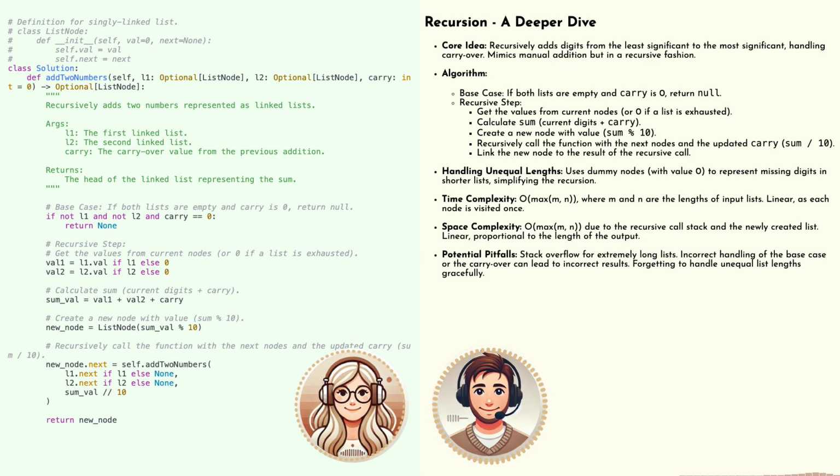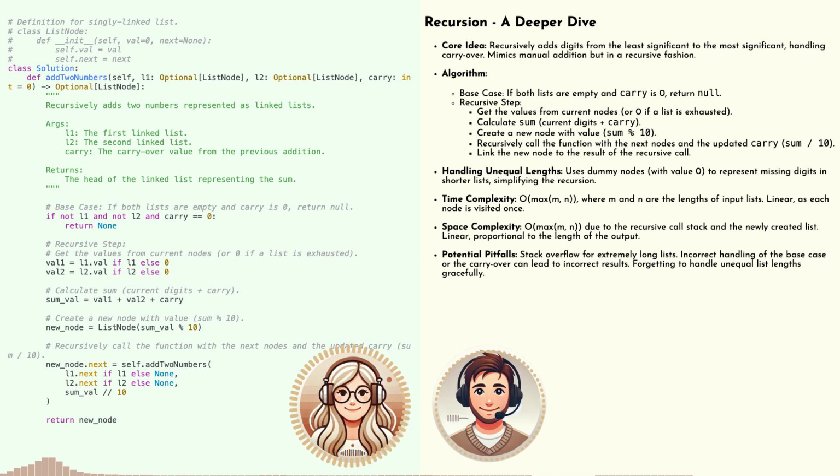Okay. So when both input nodes are null, meaning there are no more digits to process and there's no carryover left, that's our signal to stop the recursion. But wait, we're trying to build our result list in reverse order, right? How does recursion help us with that? It seems like we'd be building it from the end to the beginning.